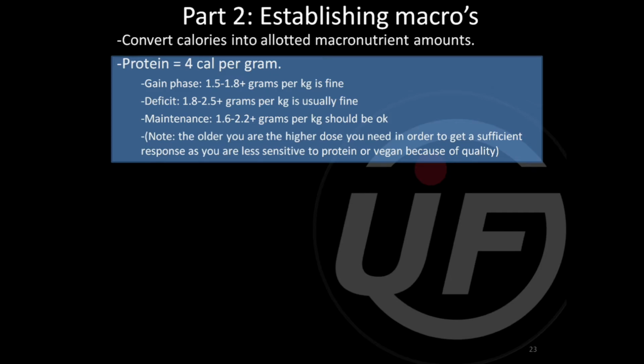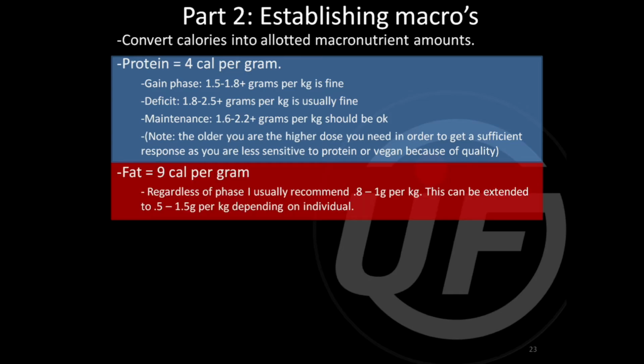So yeah, when you're in a deficit, you want to be having more, 1.8 to 2.5 plus, maintenance 1.6 to 2.2 plus. I usually consistently hover myself around the 2 range, 1.8, 2 range. And when I'm cutting, I'll usually go 2.2, 2.4, something like that.